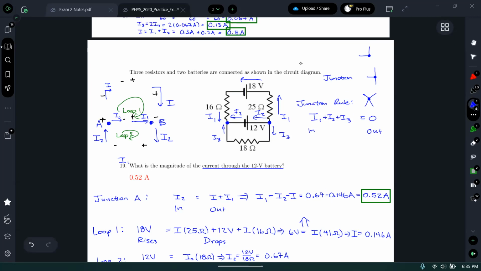Okay. So I was just asking, should I continue with the loop rule, or was this where the confusion was? My confusion came from the junction. So thank you. I understand the loop. Okay. All right. And so the loop rule would be a little bit different based on how I've labeled my currents, but otherwise it's the same process.